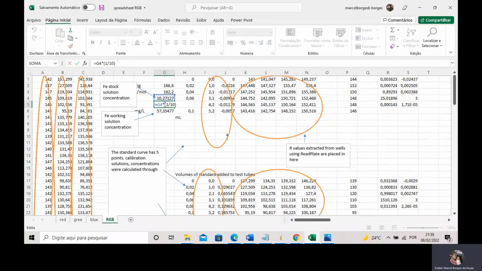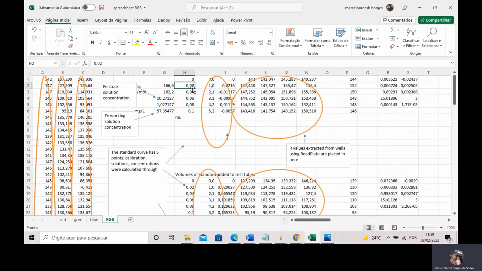In here, I have the dilution factor of my stock solution. I prepared my working solution by diluting my stock solution. In this case, I have diluted 1 milliliter of my stock solution to 10 milliliters, providing a working solution 10 times more diluted than the stock solution. In here, I have multiplied my concentration, which was millimole per liter, by the iron molecular weight. So I have my concentration here in milligrams per liter.